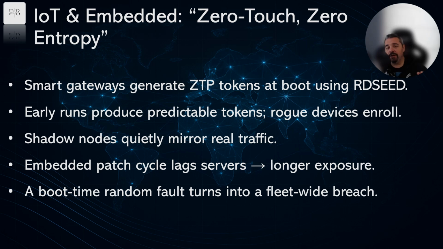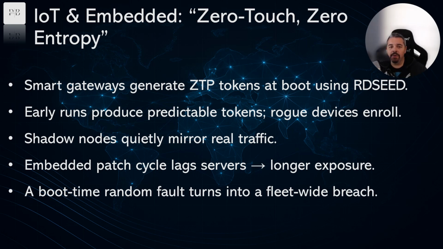First thing they do, they call home. Each one generates a bootstrap token using RDSEED, then contacts the vendor's cloud to enroll automatically, zero-touch provisioning. But here's the catch. Under heavy load, when the install team is powering them all at once, RDSEED starts returning zeros while claiming success. Those enrollment tokens, the very proof of a device's identity, become weak, and some of them are predictable.